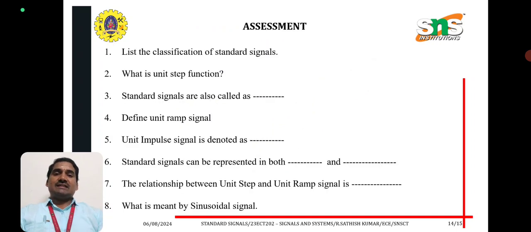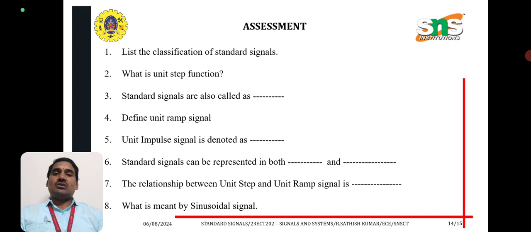Now we can see the assessment. List the classification of standard signals. It is of unit step signal, unit impulse signal, unit ramp signal, complex exponential signal, and sinusoidal signal. What is unit step function? Unit step function can be represented in continuous time as well as in discrete time. u of t is equal to 1 for t greater than or equal to 0, 0 for t less than 0. In terms of discrete time, u of n is equal to 1 for n greater than or equal to 0, 0 for n less than 0.